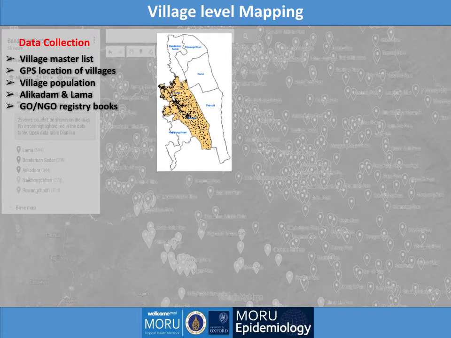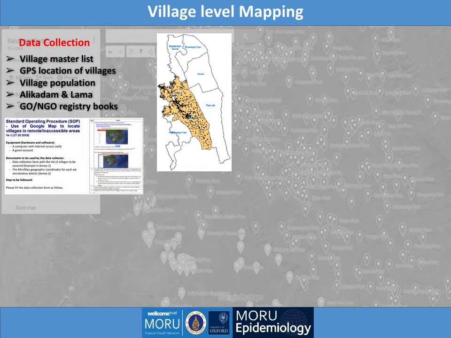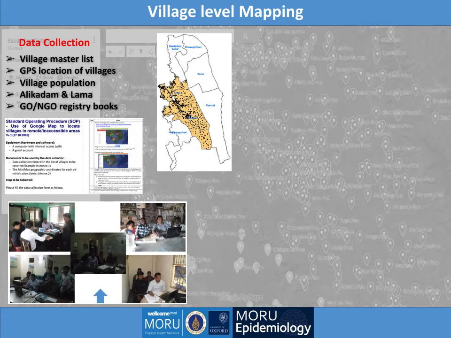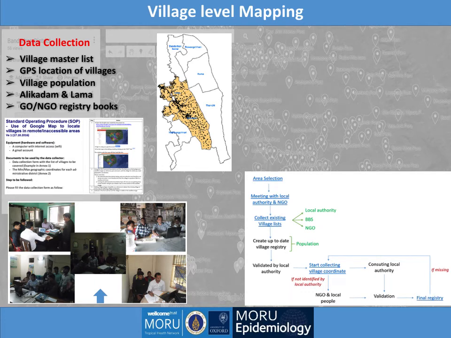Meanwhile, for my paper, I selected two districts here. One is Lama, another is Alikadam in Bandarban district, and I also collected registry books to get malaria case data from different sources. The SOP was already developed by MORU, and you can see some pictures of collecting the data from the field. And here you can see the flowchart for collecting the village level data from the field.